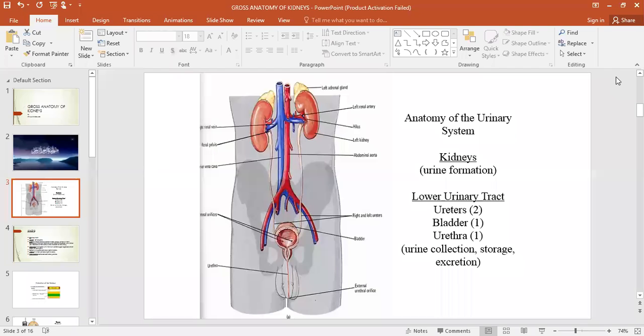We will learn today about the gross anatomy of the kidneys. So, kidneys, these are the pear-shaped structures, reddish brown, retroperitoneal, lying on either side of the vertebral column. So, urinary tract, it consists of the kidneys, right kidney, left kidney, two ureters, left, right, both unite with the urinary bladder and then the urethra.